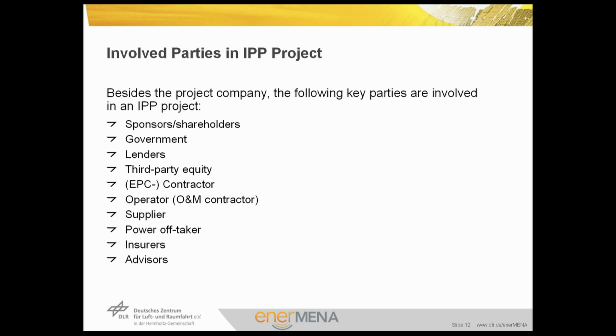So the involved parties in an IPP project were shown in the IPP overall structure area in this presentation. They are listed, however, here again in this slide. So we have the sponsors, shareholders. In the beginning are the government and the bidders, and finally the project company. Secondly, the lenders, such as commercial banks, multilateral banks, etc. Third-party equity holders, the EPC contractor, the operator or the operation and maintenance contractor, suppliers, for example, fuel and water suppliers, the power off-taker, the insurers, and finally the advisors, such as technical, financial, and legal advisors.